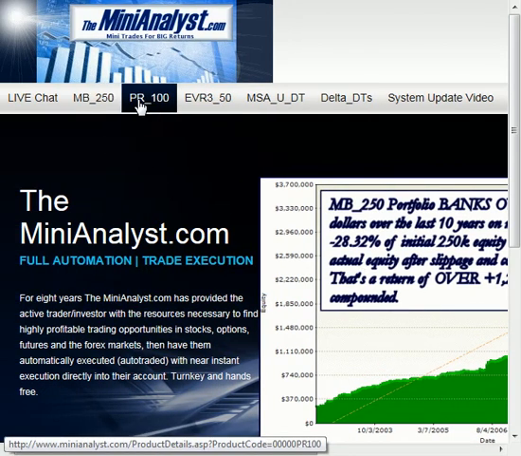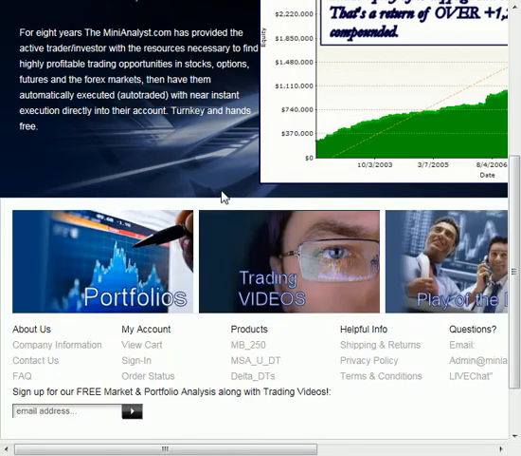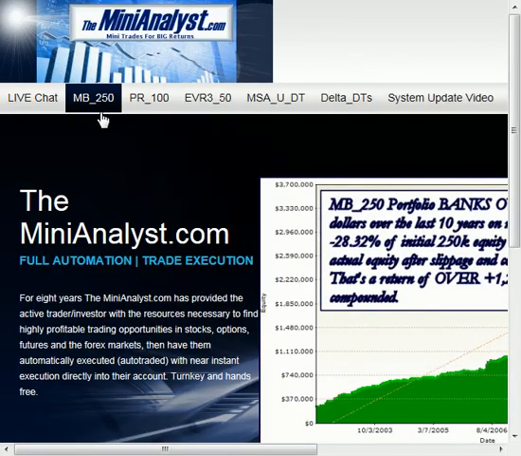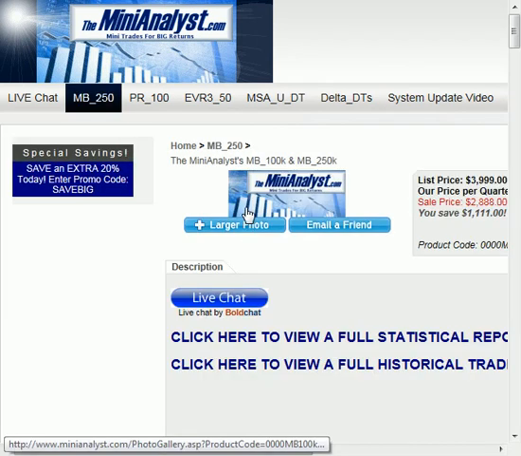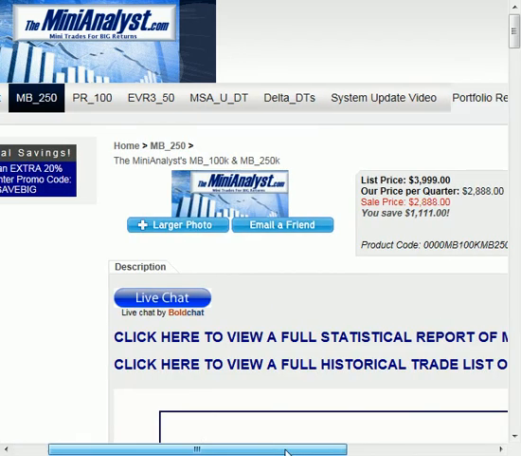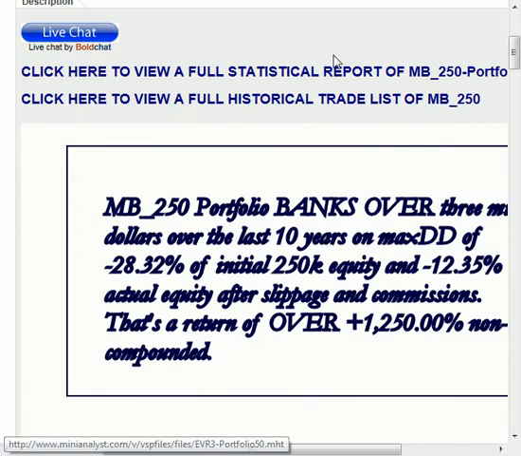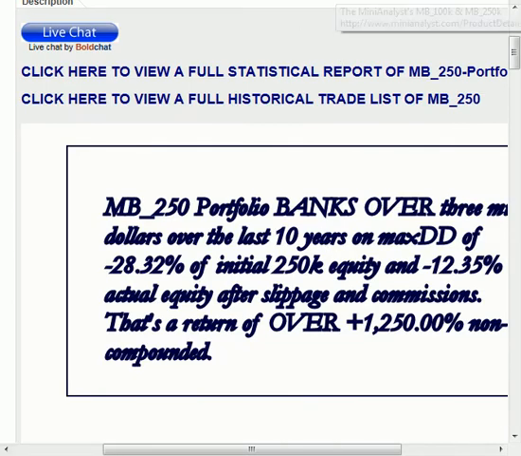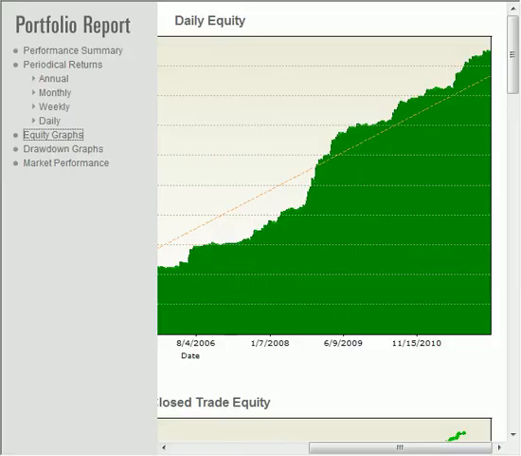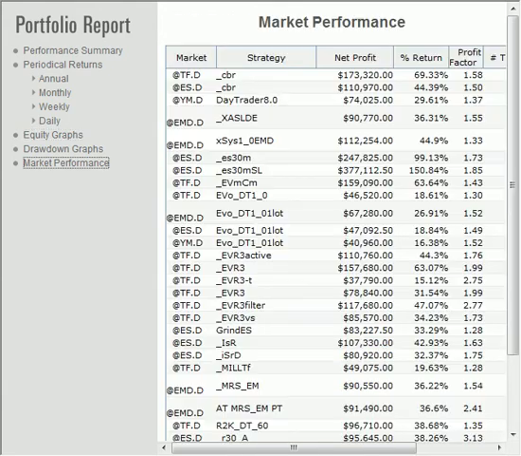MB 250 right there, PR 100, EVR 350. We can go ahead and click on the MB 250. And again, this serves as either the 100 or the 200. Now this, we just pulled that up. Trades. This is the PR100. There we go. So here is the MB250.